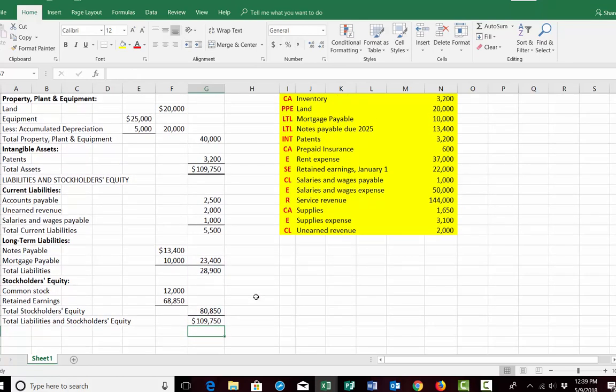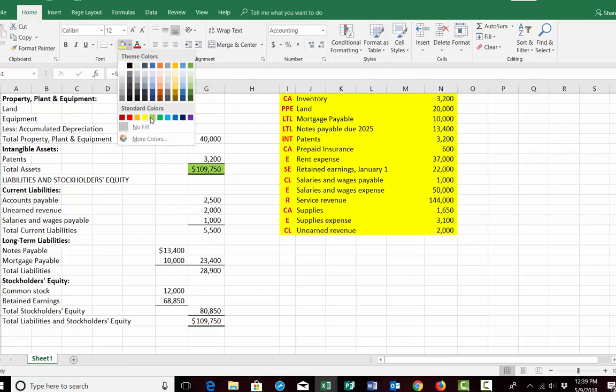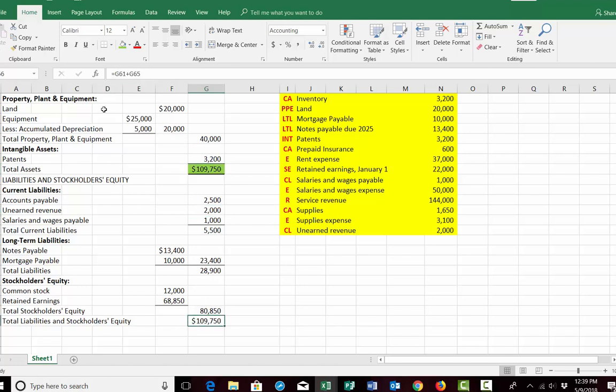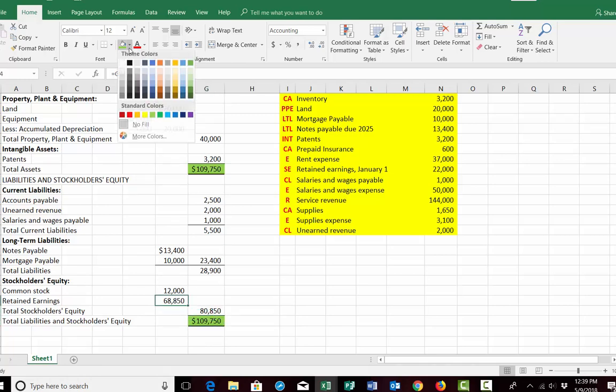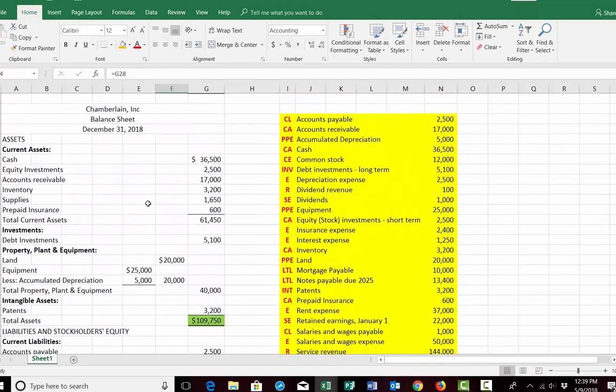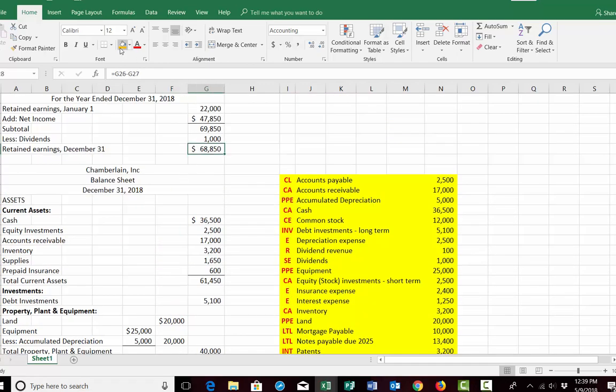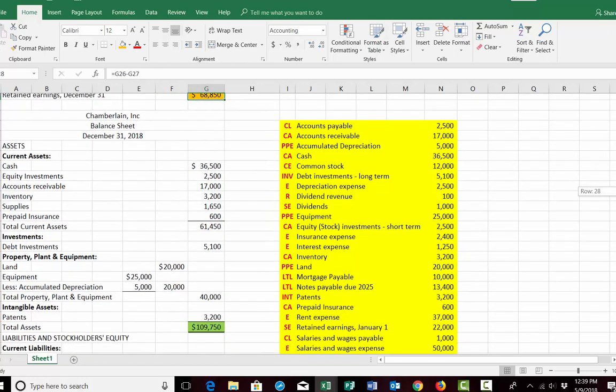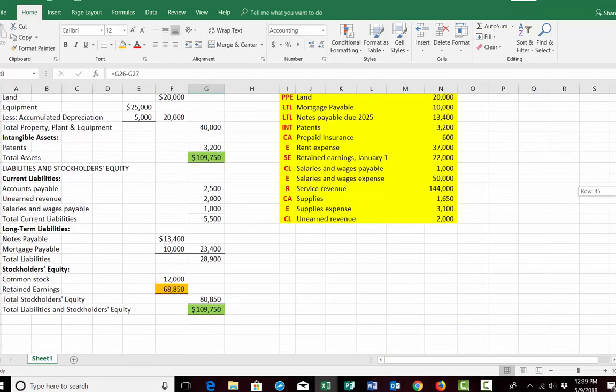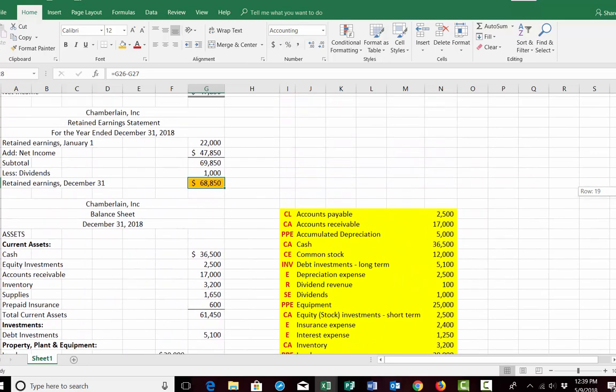Okay, so we're happy now. The reason we're happy is that our balance sheet balances. Okay, we have total assets equal to 109,750. Total liabilities and stockholders' equity equal to 109,750. All right. And then by way of review, remember that the retained earnings number, let's make it orange, the retained earnings number is the same retained earnings number as our retained earnings statement. Okay. So the retained earnings on our balance sheet comes from our retained earnings statement.